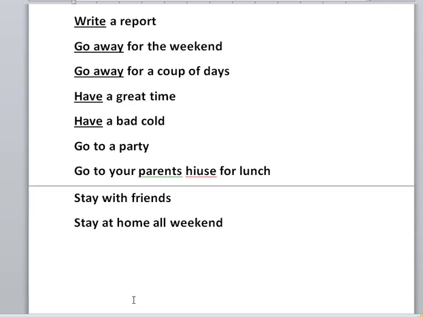Go away for the weekend. Go away for a couple of days. Have a great time. Have a bad cold. Go to a party. Go to your parents' house for lunch. Stay with friends. Stay at home all weekend. It's all about weekend activities.